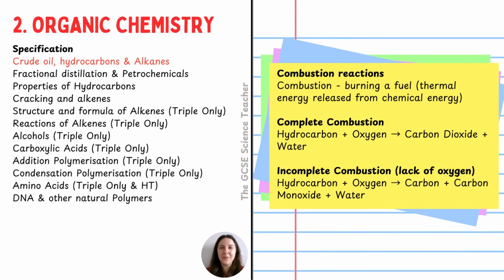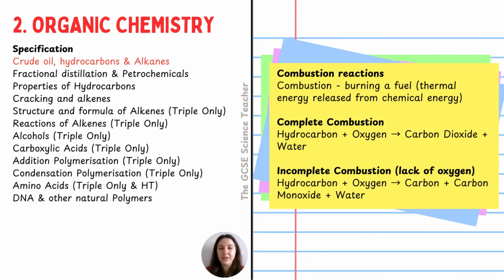Combustion is a type of chemical reaction where we burn something, specifically a fuel or a hydrocarbon in this case, and it releases thermal energy from the chemical energy stored in the fuel. Now, there's two types of combustion reactions you need to know. The first being complete combustion, where the hydrocarbon fuel is reacted completely with oxygen in a plentiful supply to create carbon dioxide and water vapor.